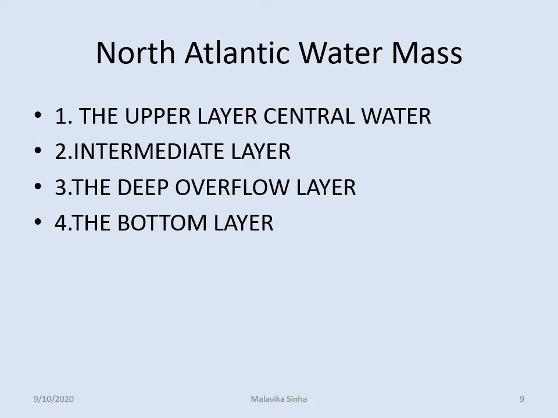So the North Atlantic Ocean current is segmented into four parts. First is the upper layer of central water. Second is the intermediate. Third is the deep overflow layer. And fourth is the bottom layer. So the North Atlantic Ocean water mass is segmented into four parts. Now, first one is the upper layer of central water, next is the intermediate layer, next is the deep overflow layer, and the last one is the bottom layer.